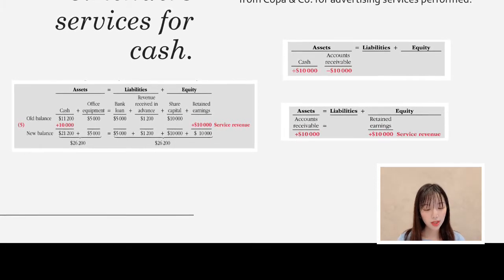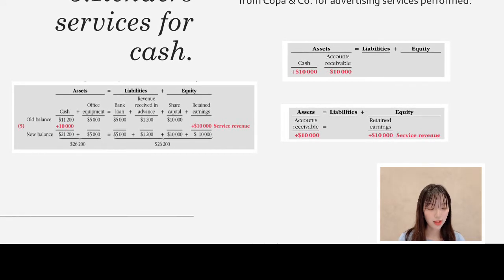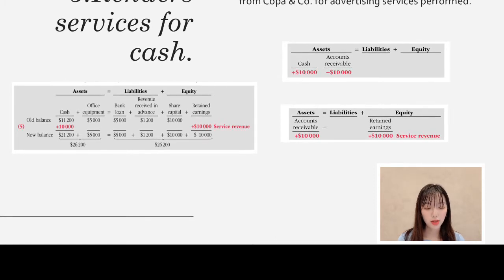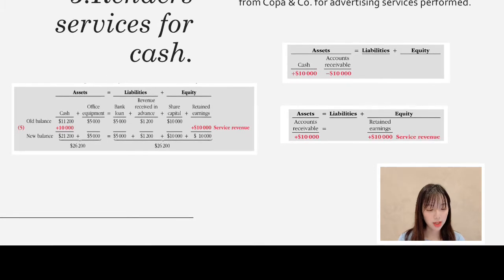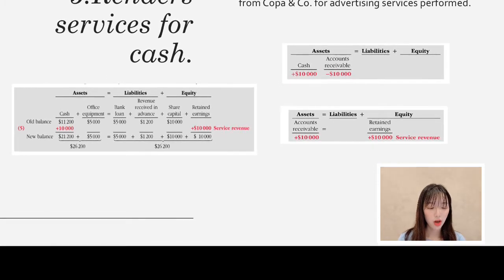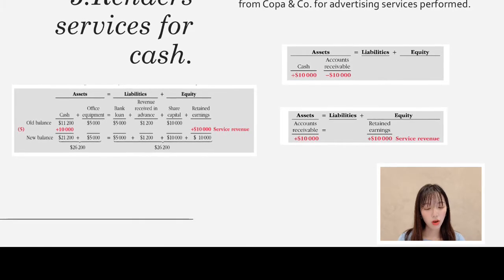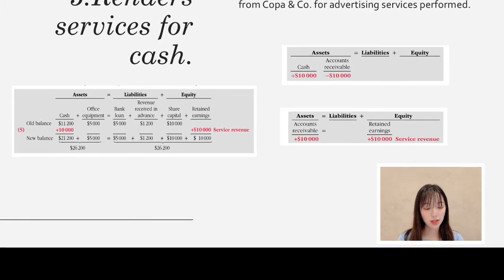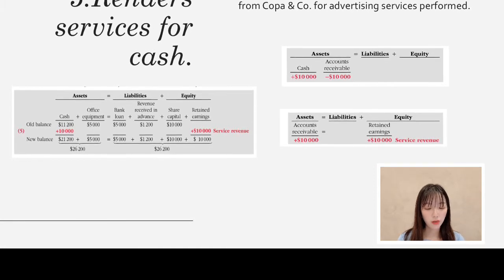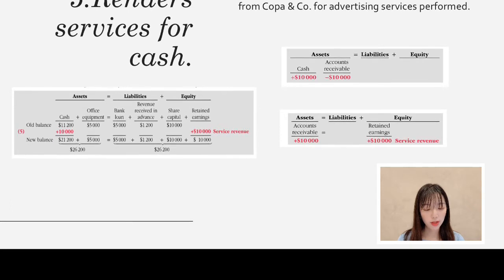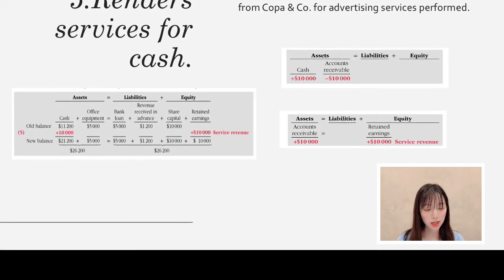Often businesses sell goods or provide service on account. That is, they provide service or goods for which they are paid at a later date. Instead of receiving cash, the business receives a different type of asset, an account receivable. Accounts receivable represent rights to receive payment at a later date.